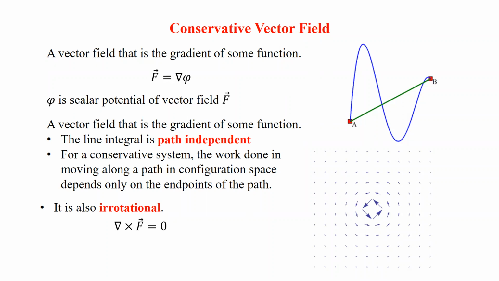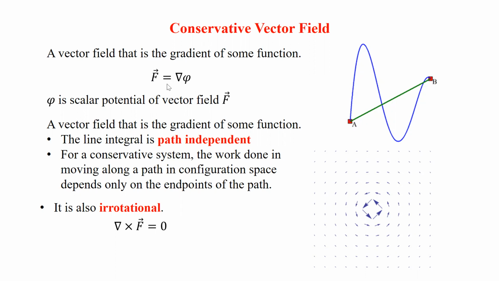So first, a conservative vector field is a field that is the gradient of some function. If I am writing a field F, and it is the gradient of some function phi, then we will call F a conservative vector field. But before that it has to satisfy certain properties, and this phi is called a potential or a scalar potential.